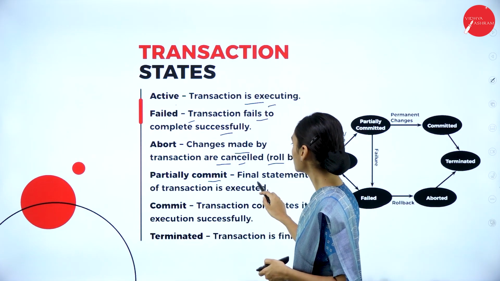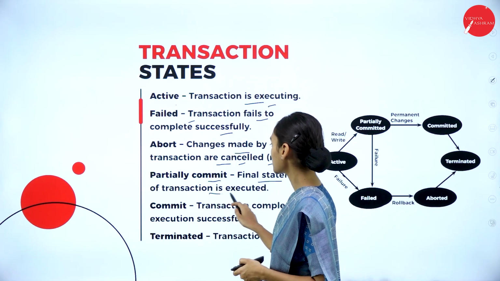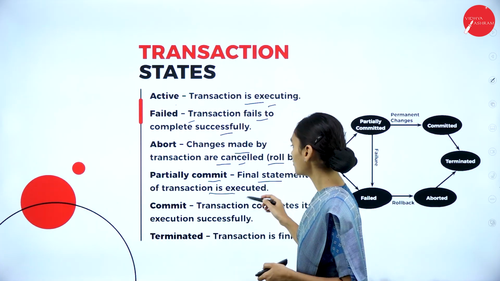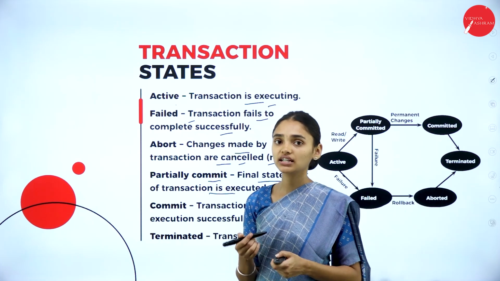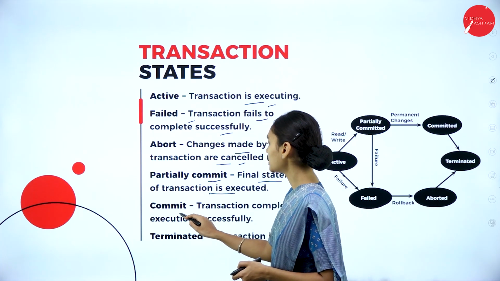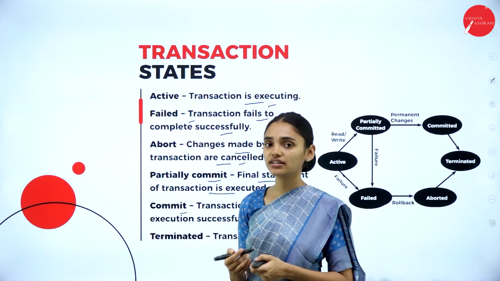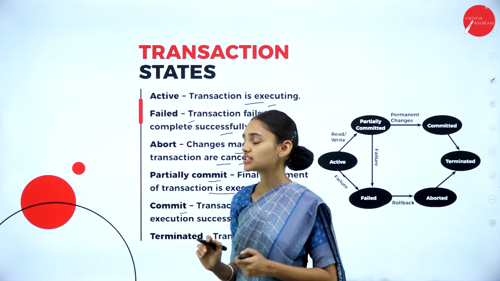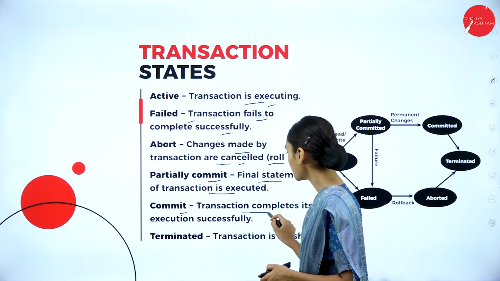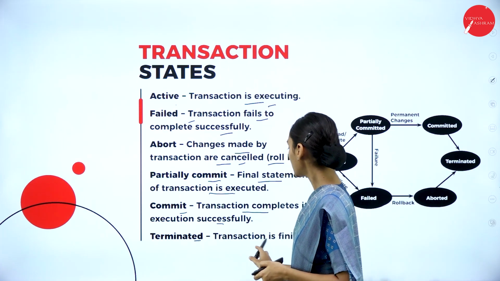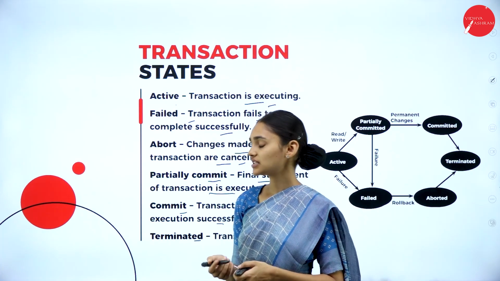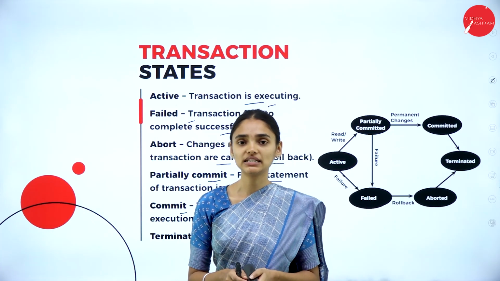Partially committed. The final statement of the transaction is being executed, but the data is not saved. Next is committed. In the commit state, the data is saved and it has executed successfully. The transaction completes its execution successfully. Next is terminated. The transaction is finished. Terminated is nothing but where the transaction is completely finished.